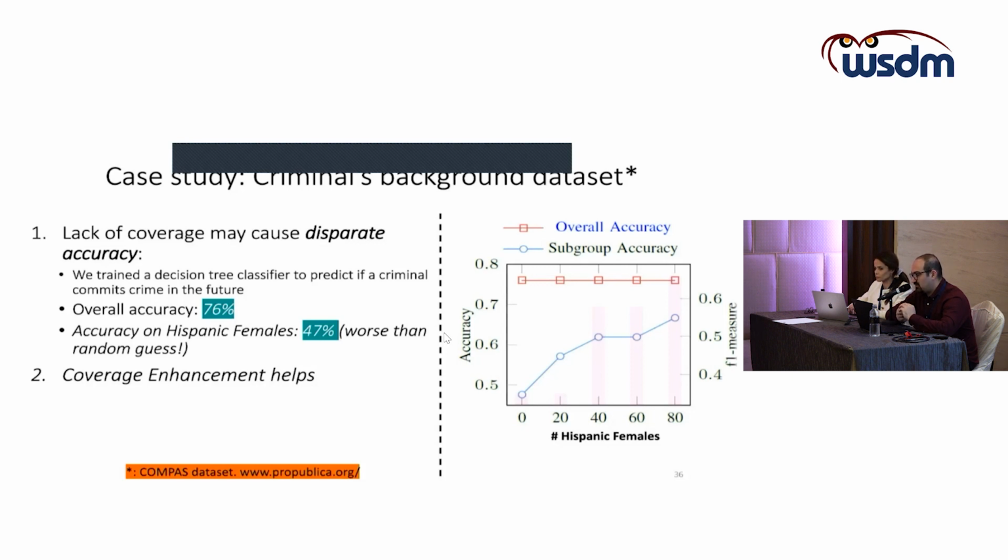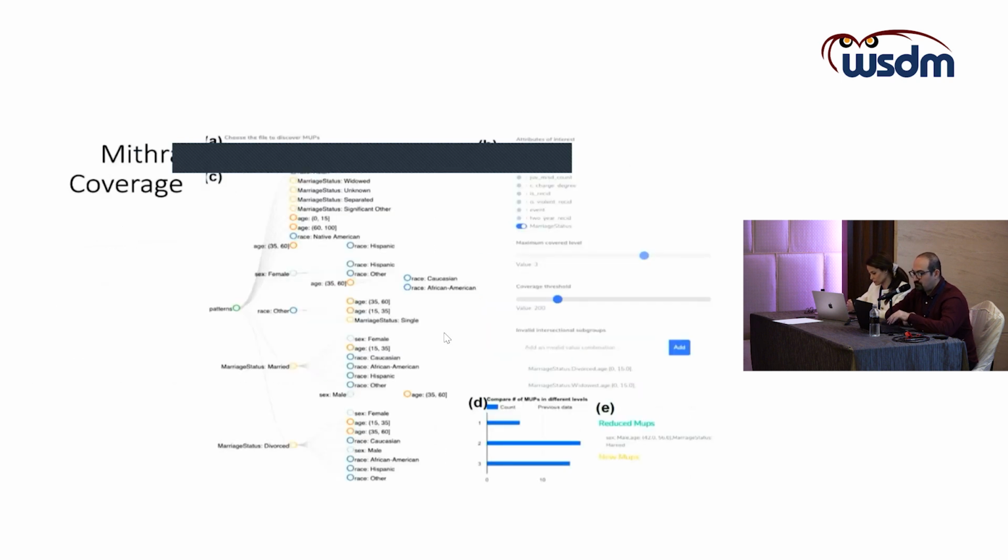And the second observation is that as we add more tuples from this specific group of Hispanic females to the dataset, the model's performance increases, and when we have around 80 Hispanic females in the dataset, it gets to an okay accuracy of near 70%. In summary, coverage enhancement. Okay.